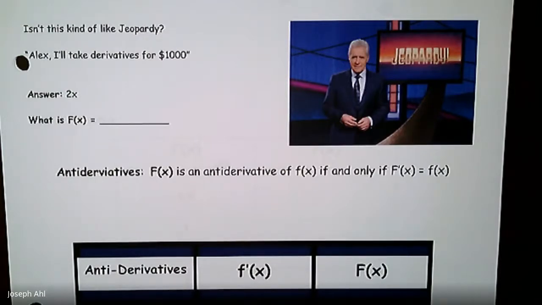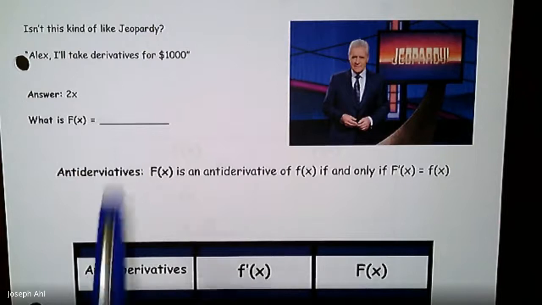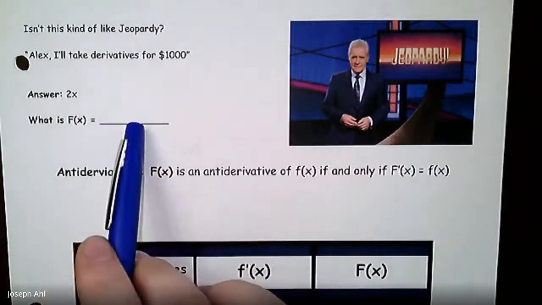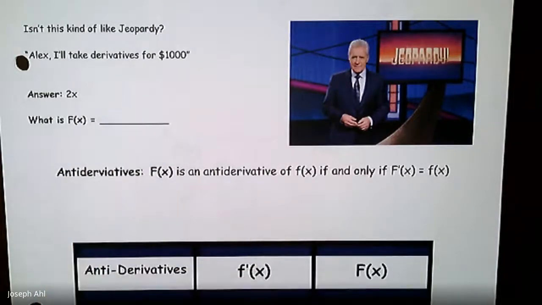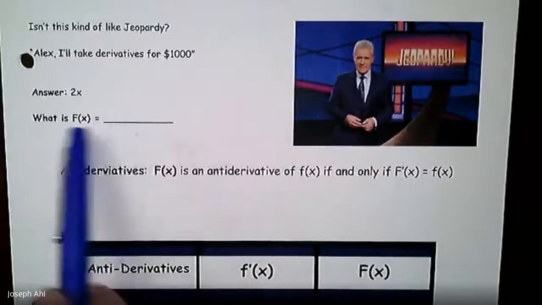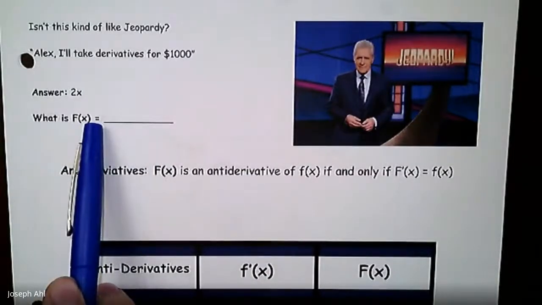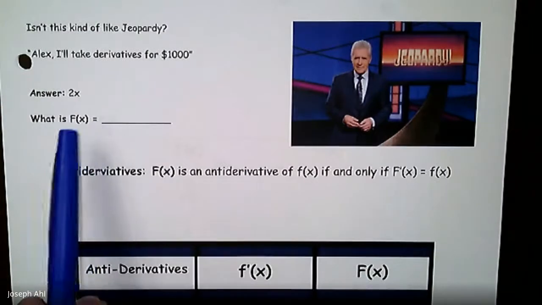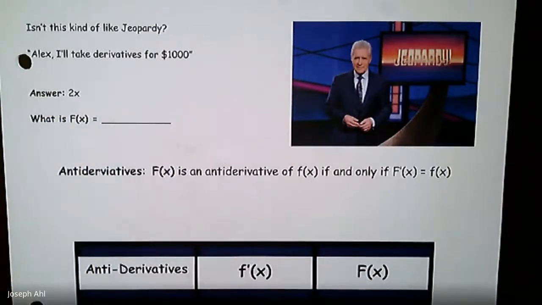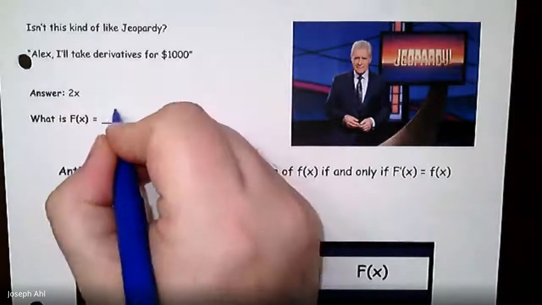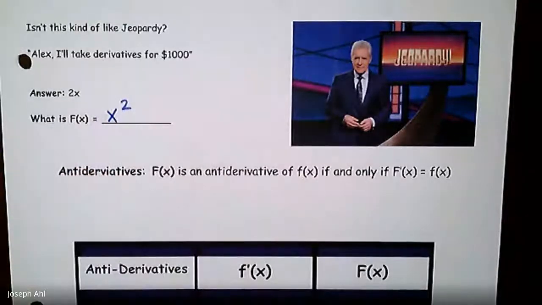I know you guys probably have seen Jeopardy at least once or twice. But to continue on in Alex's honor today, isn't the concept knowing the answer and then working backwards to find what the original function is? That's exactly what we're talking about when we find antiderivatives, okay? So if I know that the derivative is 2x, what's the original function f of x? Isn't that what we just did in the last set of examples, where all the original functions were something like x squared?